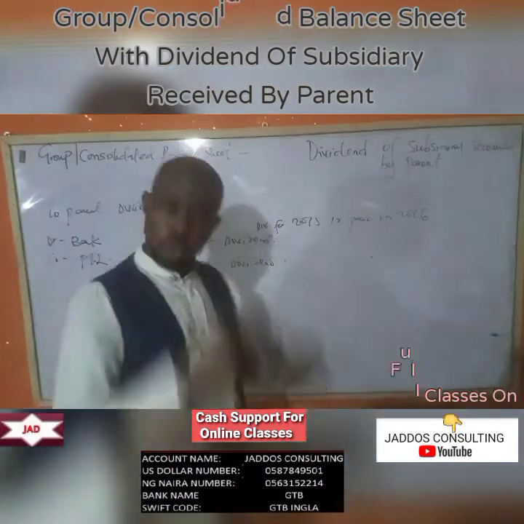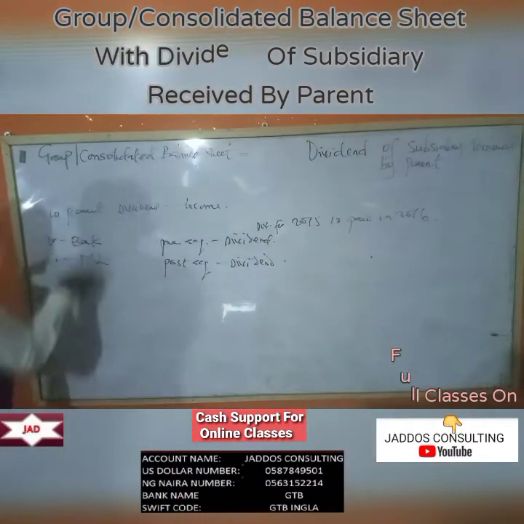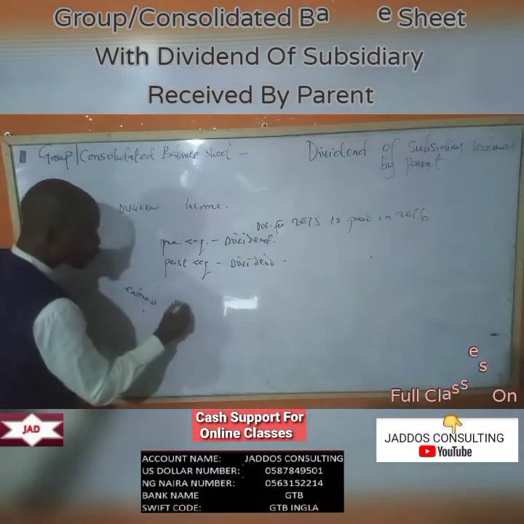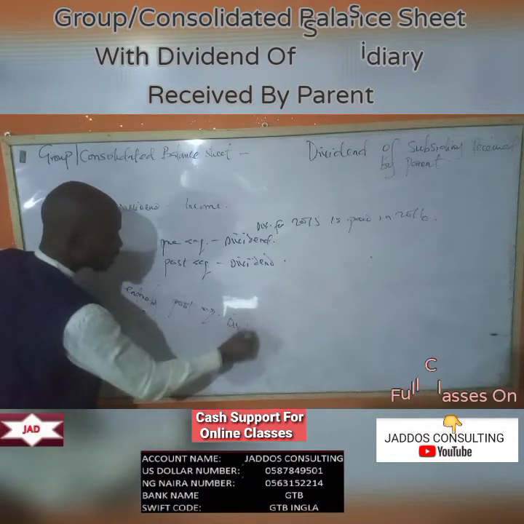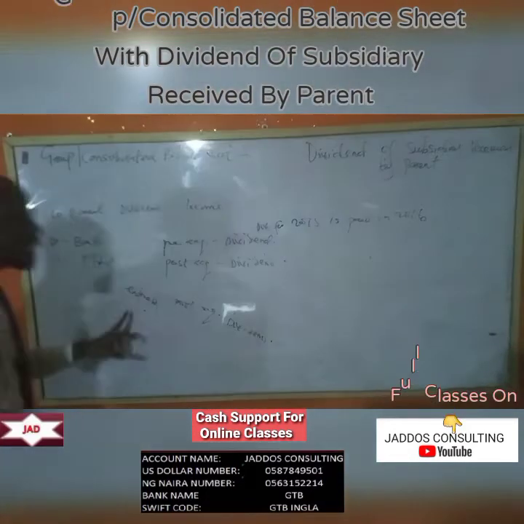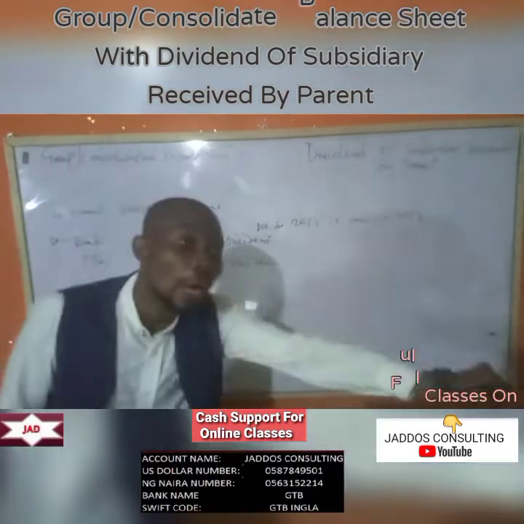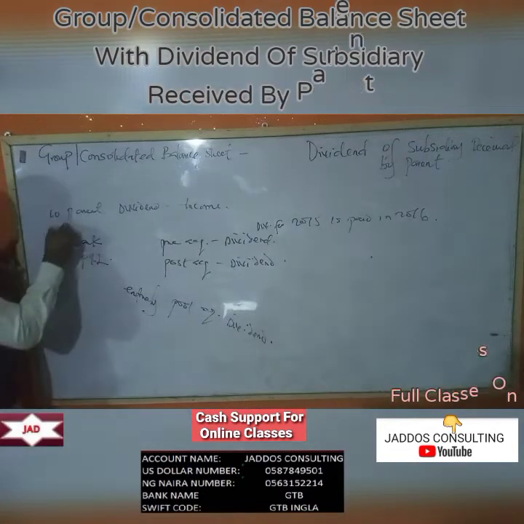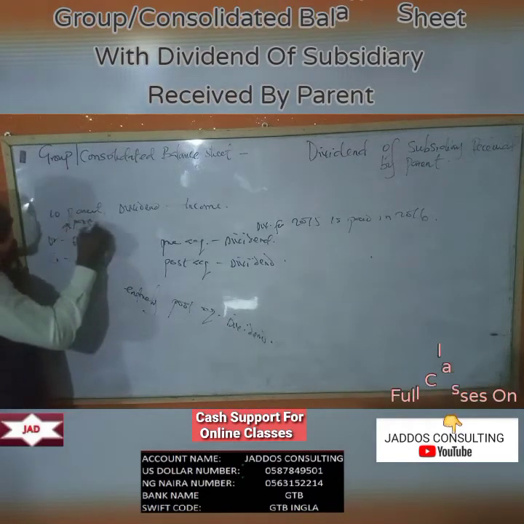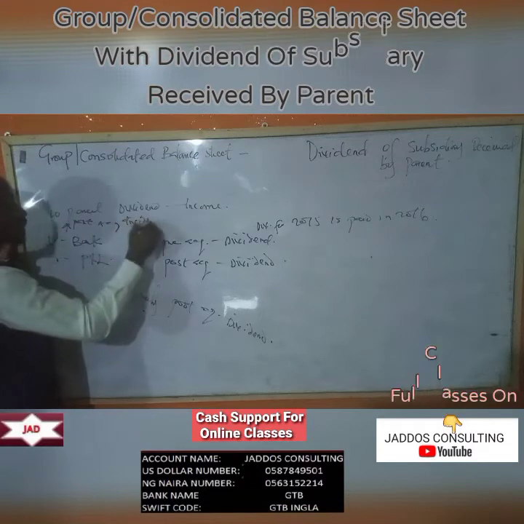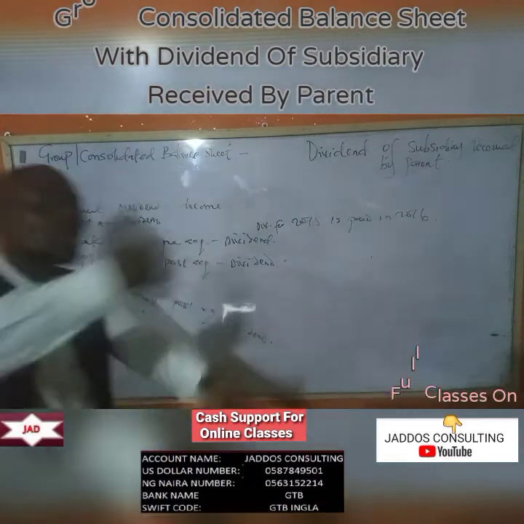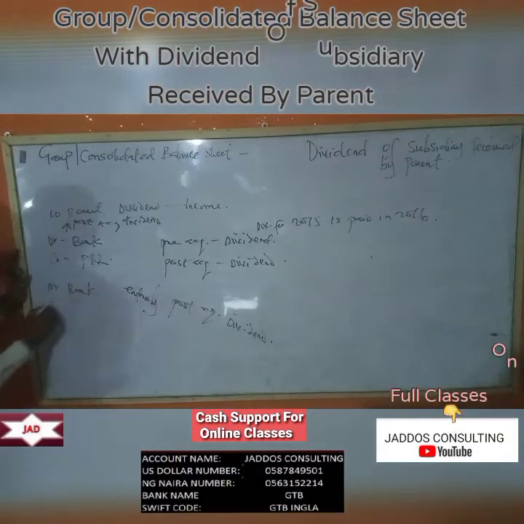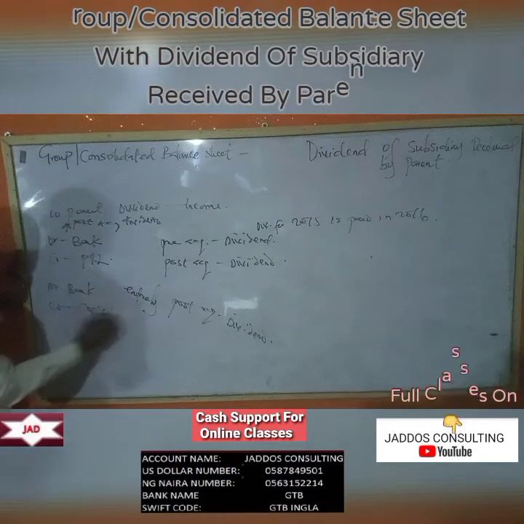But we now have to be sure that the dividend that has been credited to the P&L is entirely a post-acquisition dividend. If it's not entirely a post-acquisition dividend, then we must take out the pre-acquisition element. So this is what is expected for post-acquisition dividend. But if it is a pre-acquisition dividend, we expect that we debit the bank and credit our cost of investment.